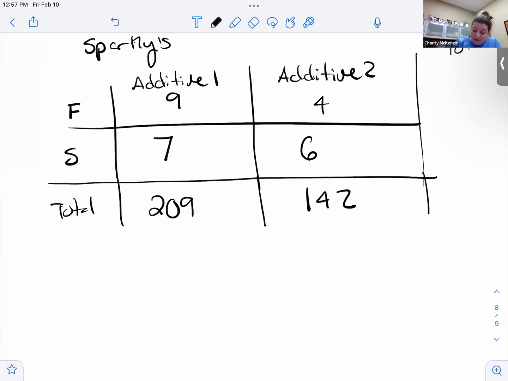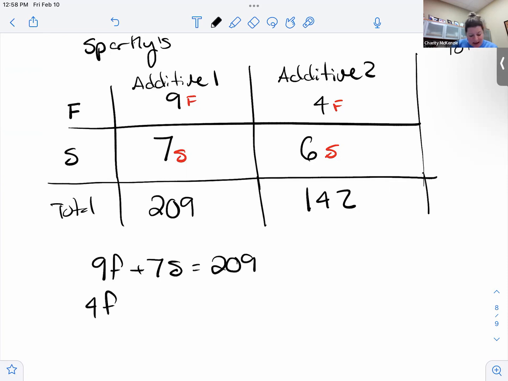So we're going to go through and say, okay, this is Fido, and this is Sparky, with the little weird symbol I'm going to use on my S so it doesn't look like a 5. And then the totals are on the bottom. So we're going to write those functions out as I need 9F plus 7S will equal 209. And then the next one will be 4F plus 6S is equal to 142.